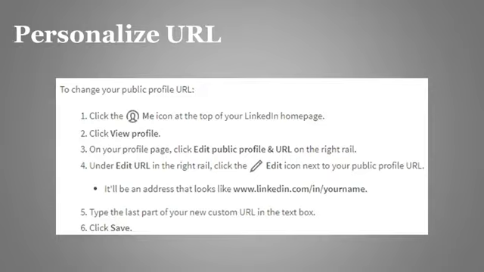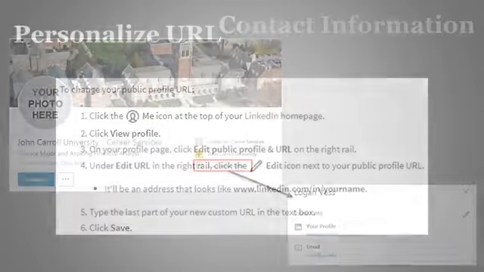To do this, click the Me drop-down icon at the top of your LinkedIn homepage and select View Profile. On the right side of your profile page, click Edit Public Profile and URL. Under Edit URL, on the right side, click the blue pencil to edit your URL. Add in your preferred URL name and click Save.